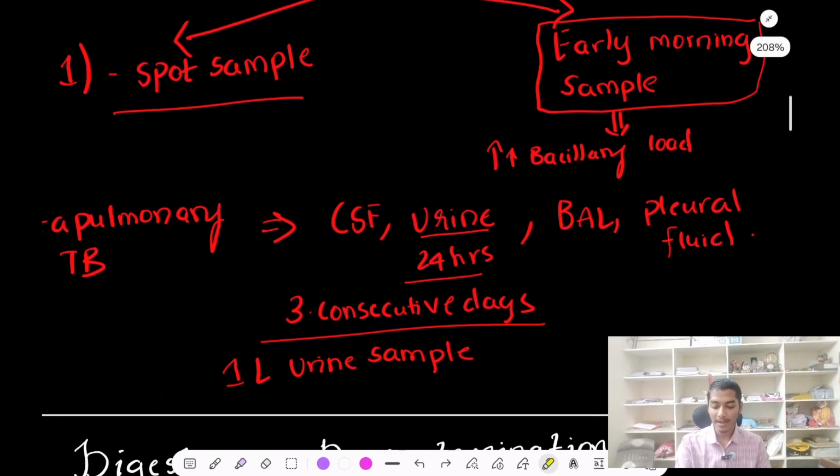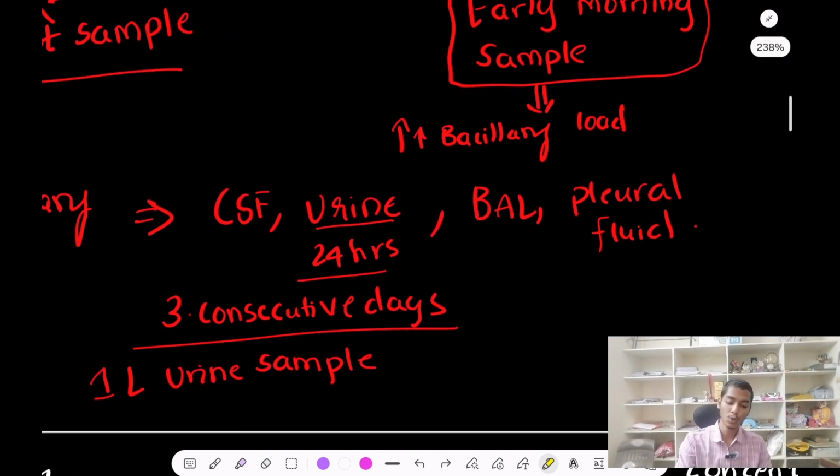And for extrapulmonary TB, we have CSF sample, urine sample, BAL, that is bronchoalveolar lavage, or pleural fluid, pericardial fluid, or peritoneal fluid. We can collect anything, right? We have discussed all the extrapulmonary symptoms or extrapulmonary TB.